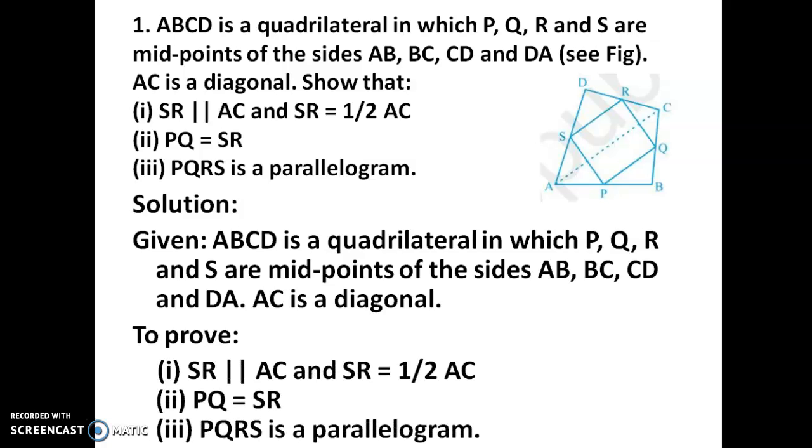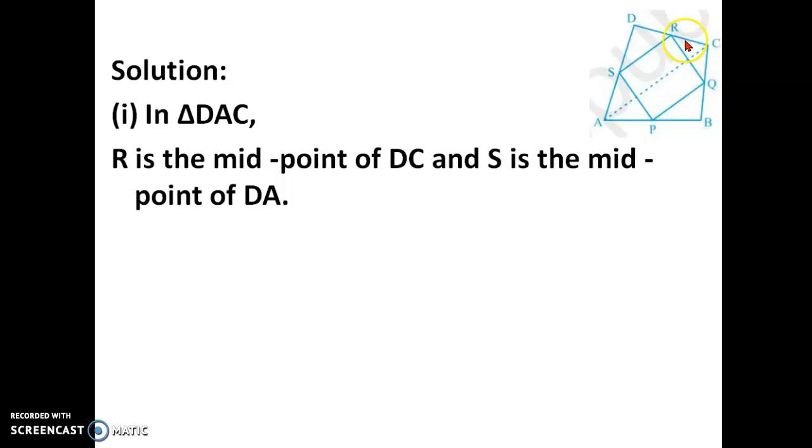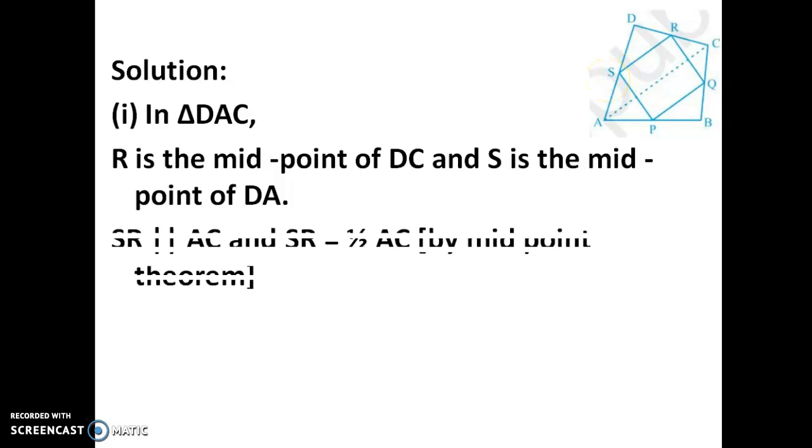So I have written the given data and what to prove from the question. Now we are taking the triangle DAC. In this triangle, R is the midpoint of DC and S is the midpoint of DA, which is already given in the question. Then SR is parallel to AC and SR equals half of AC by the midpoint theorem.